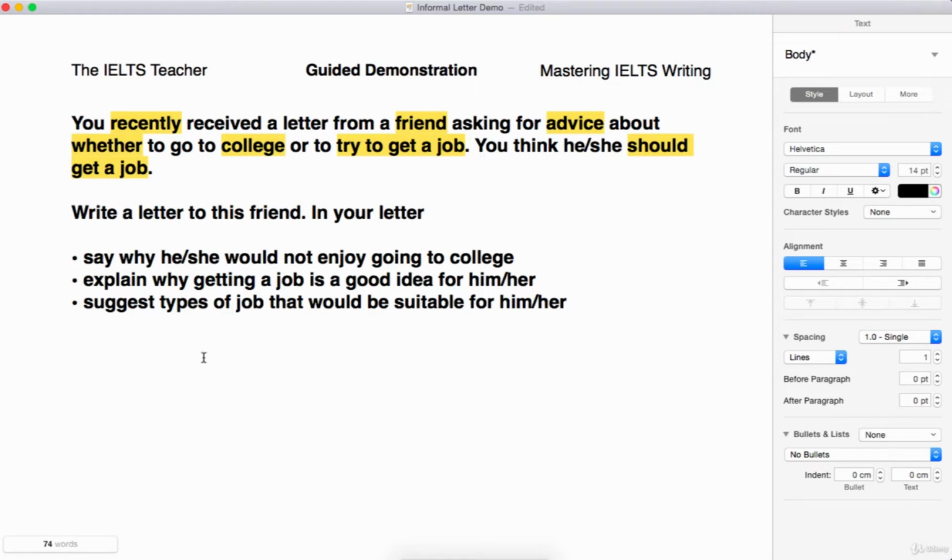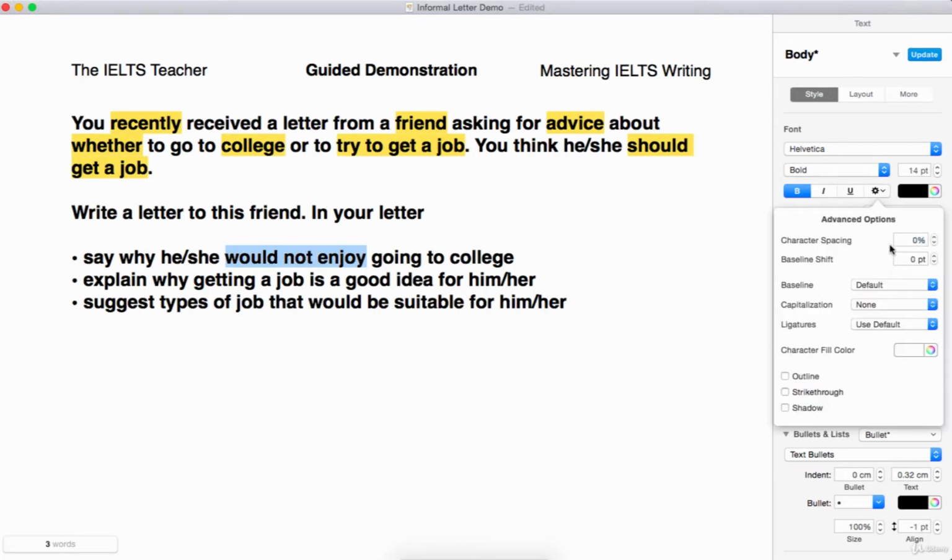In your letter, say why he or she would not enjoy going to college. So would not enjoy, I'm going to highlight these in two separate parts here, going to college. So why they would not enjoy going to college. We don't think it's a good idea. Explain why getting a job is a good idea.